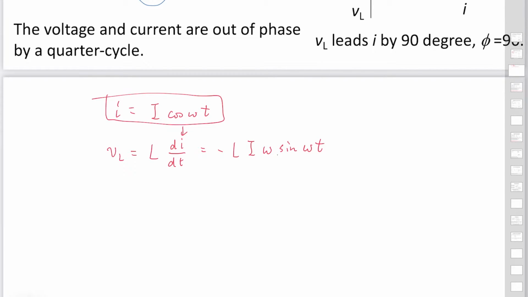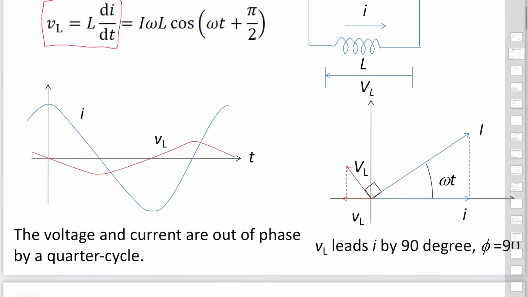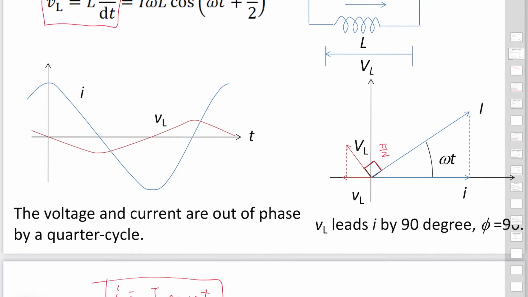Then from the sine function, we'd like to express this with the cosine function, because we'd like to use phasor diagrams. So this is equal to L I omega cosine omega t plus pi over 2. This corresponds to the phase angle. In the case of the inductor, the phase angle is pi over 2. So voltage V sub L leads current I by 90 degrees in the case of the inductor.